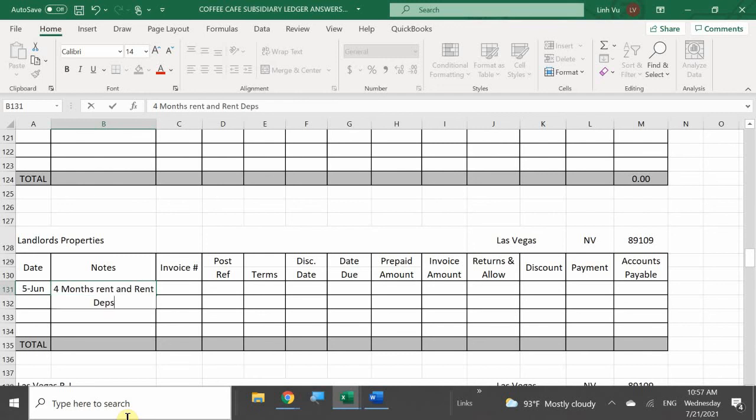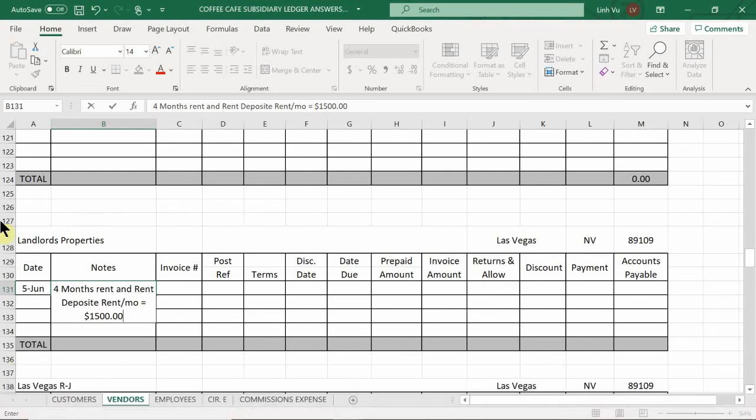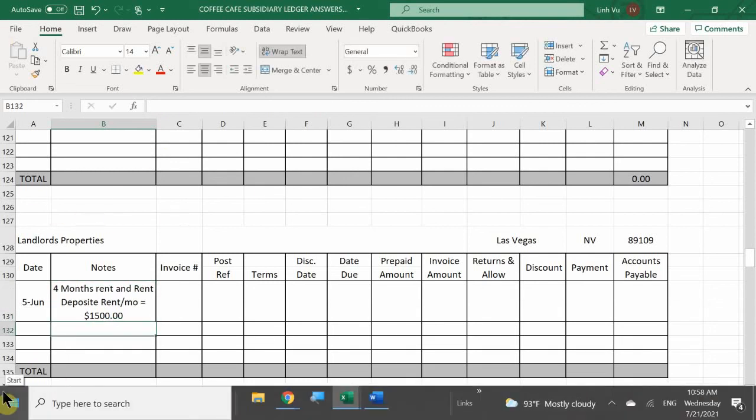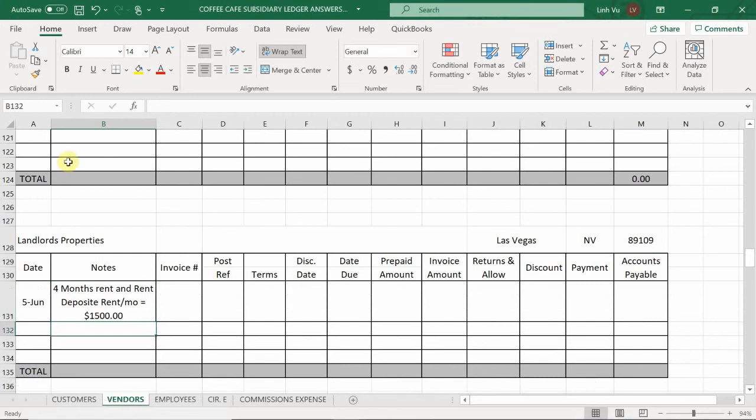You could go as far as being very descriptive of how much rent is. So I would say rent per month is equal to $1,500. Right? That way you know how much that is, and the rent deposit is going to be 1 month. Okay? All right? And then there you go. That should be plenty of information.